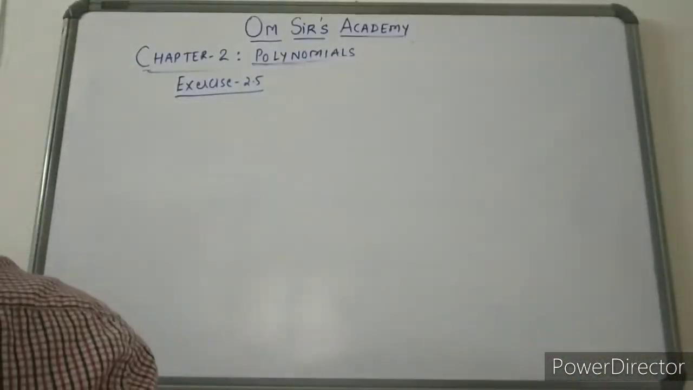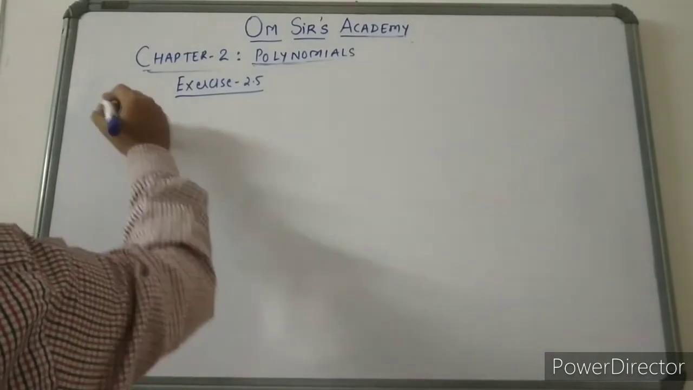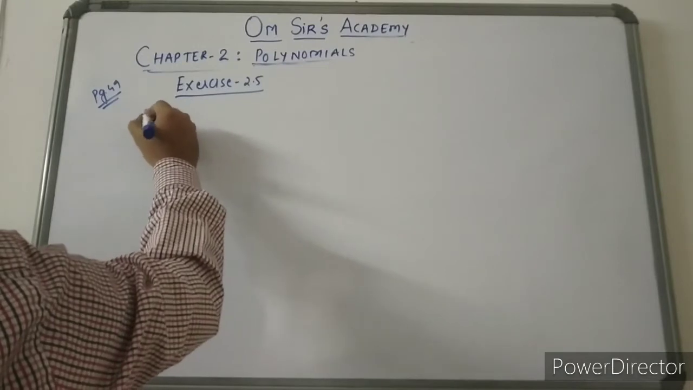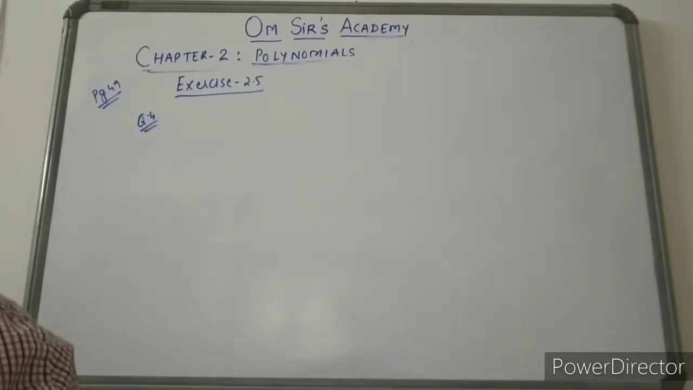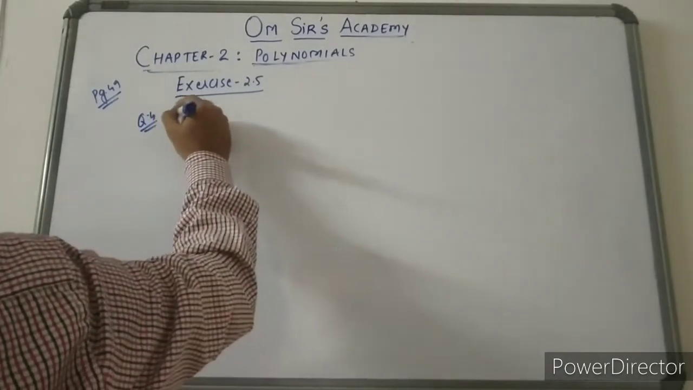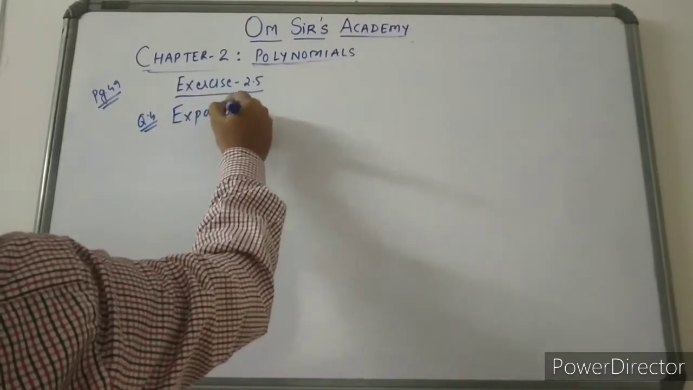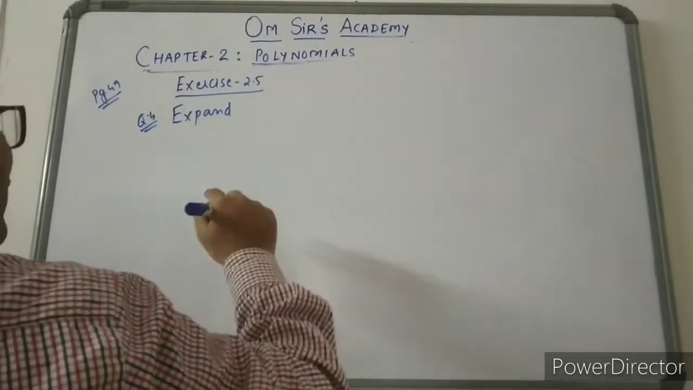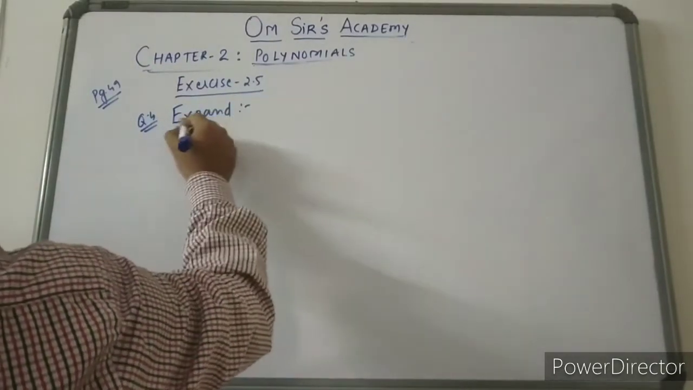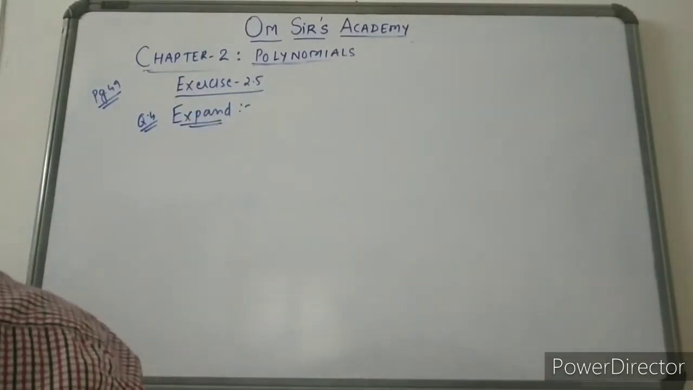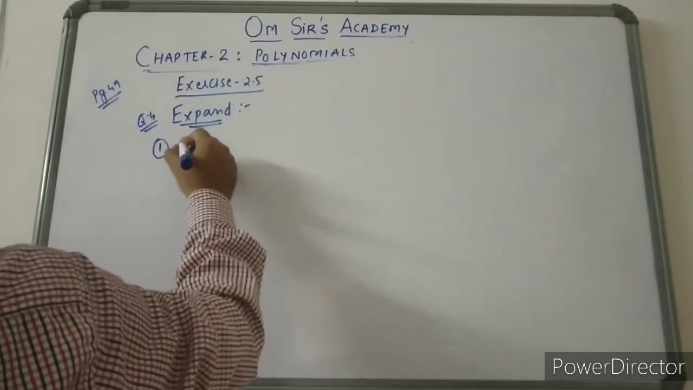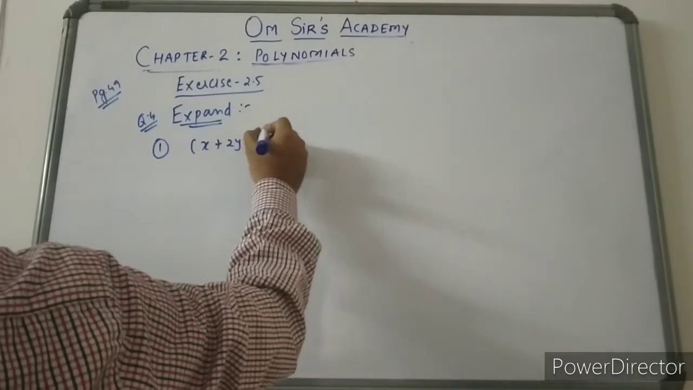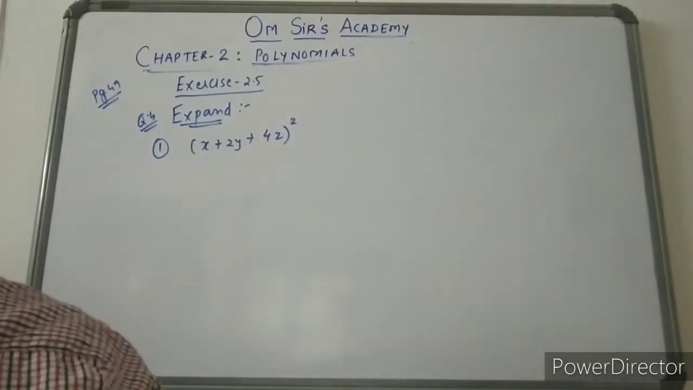Question number 4 is on page 49. We move to the next page, question number 4. What is given in question 4? Expand each of the following. Now see friends, this is opposite of the previous question. In the previous question we had to factorize, and in this question we have to expand, using identities. Now see, the first one is x plus 2y plus 4z the whole square.